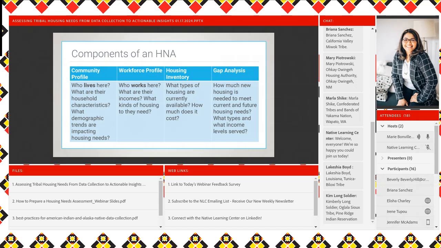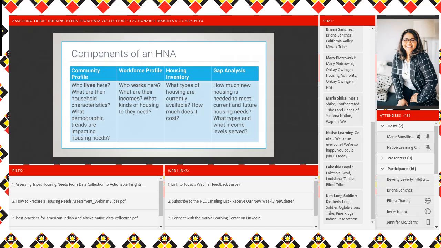So components of a housing needs assessment, the community profile. Who lives in your community? What's their household look like? We'll talk about those characteristics in a minute. What demographic trends are out there, right? Who works here? Let's talk about workforce. What are their incomes? What kind of housing do they need?